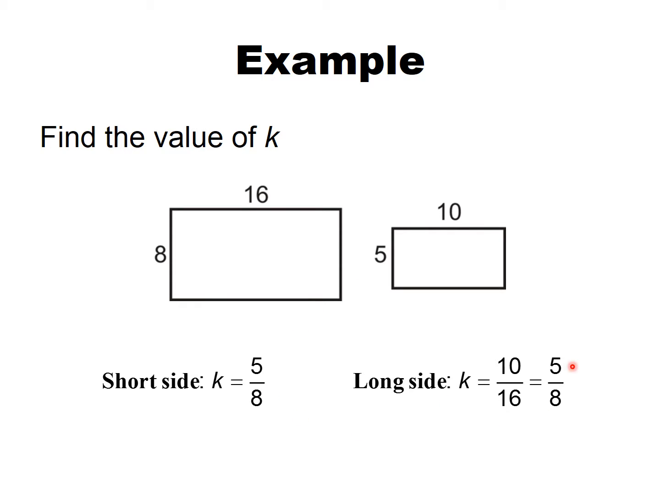Now, let's think about the long side. We need to go from 16 to 10. So we need to multiply by 10 over 16, and that fraction reduces to 5 over 8. And so for both the short and the long side, k is equal to 5/8. And so there's our value of k.